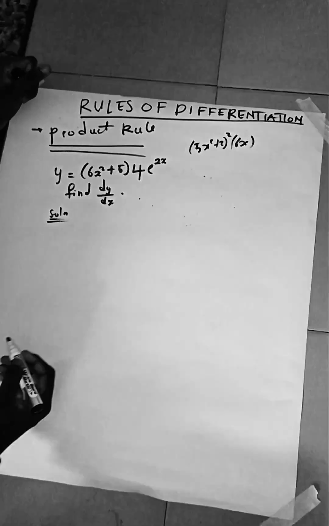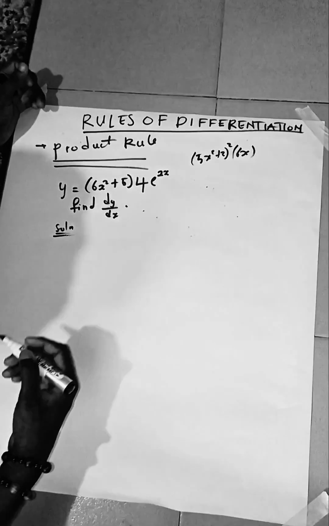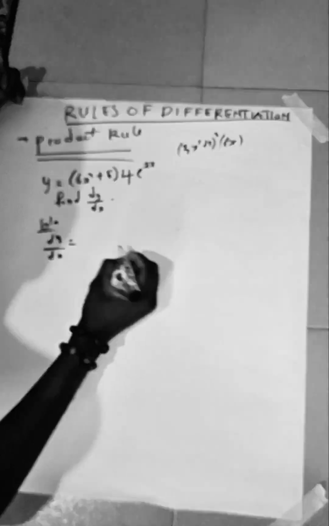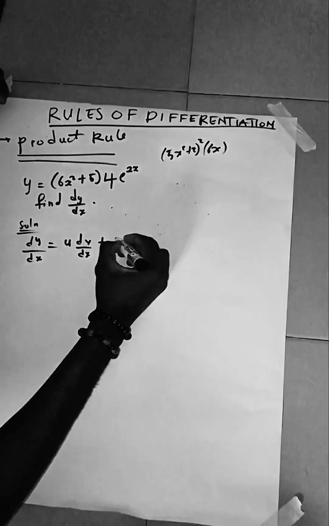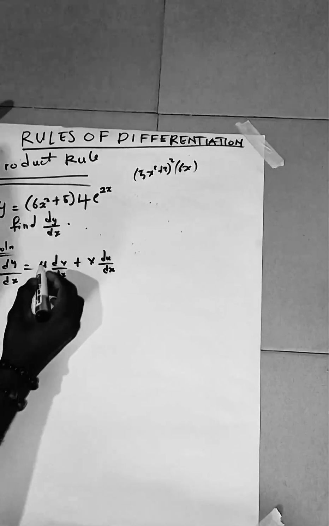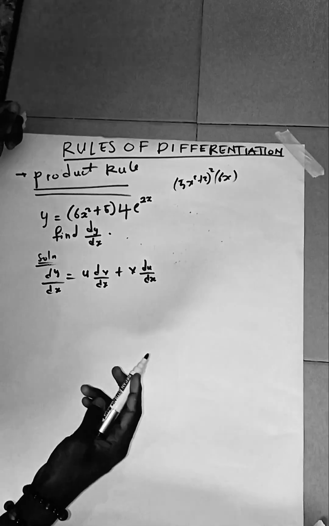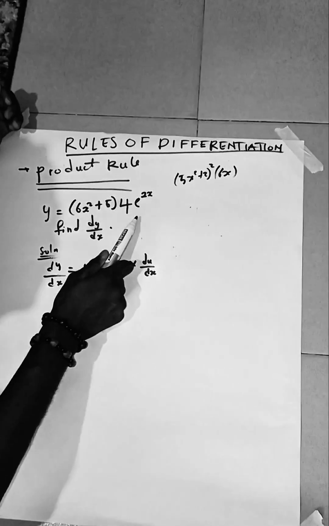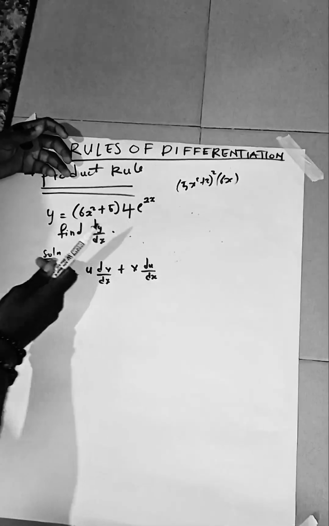Alright, so let's solve this question. How do you solve questions using the product rule? Use the simple formula: dy by dx is equal to u dv by dx plus v du by dx. This is the formula, where u is the first function and v is the second function. But it really doesn't matter which one you pick as your u or v. You can choose this to be your u or this to be your u, and the same for v. You just choose one of them to be your u and your v.